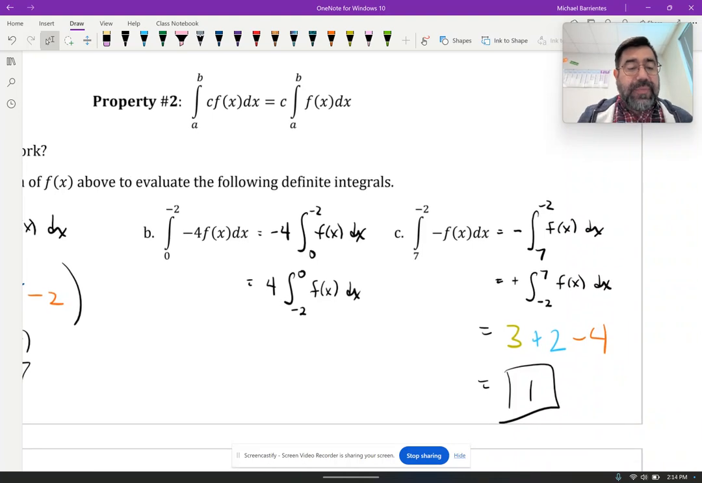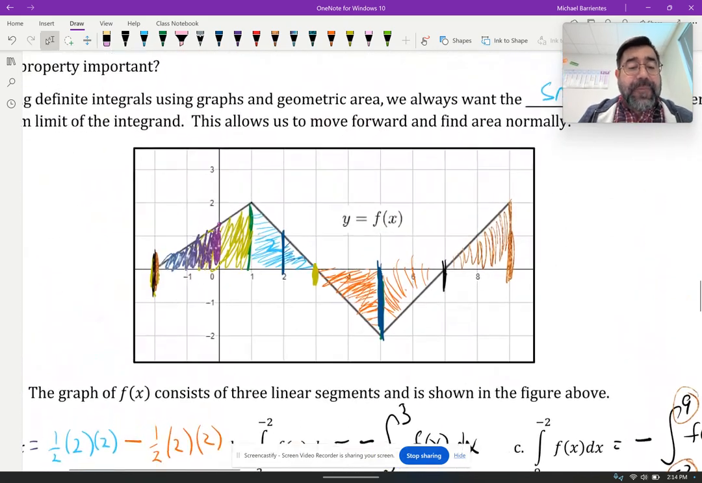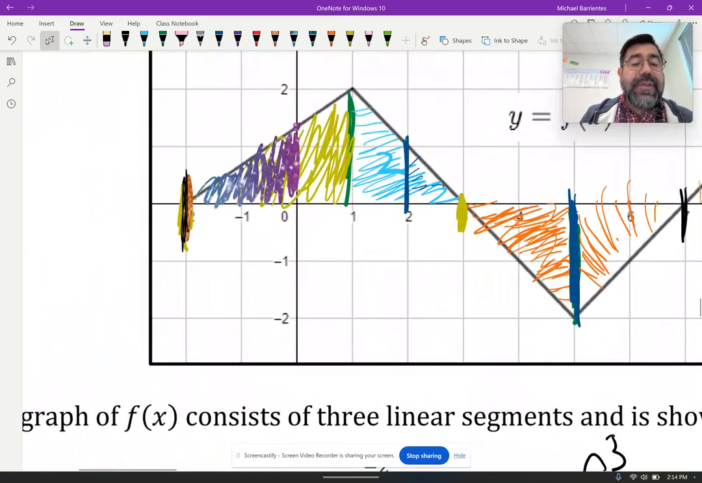Example B here had us switch the limits of integration in order to go from left to right, and that subsequently changed this -4 into a +4. Then we just had to find the definite integral of f of x from -2 to 0 and multiply it by 4. But when I said from -2 to 0, that would be this triangle. The base is 2, but what's the height?